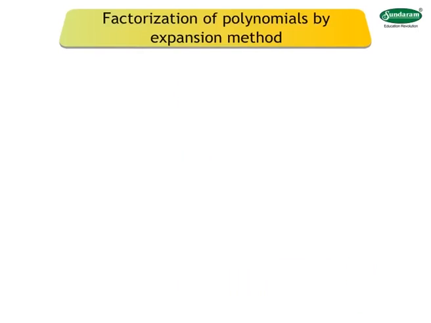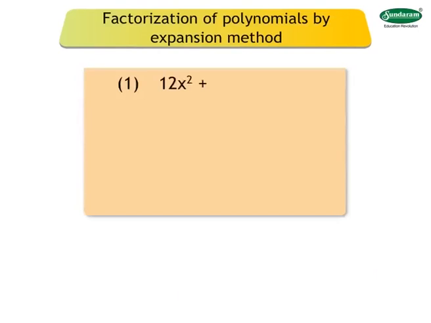Let us study about positive and negative polynomials. 1. 12x square plus 7x minus 10. The product of the first term and the last term is 12x square into minus 10, which is equal to minus 120x square.